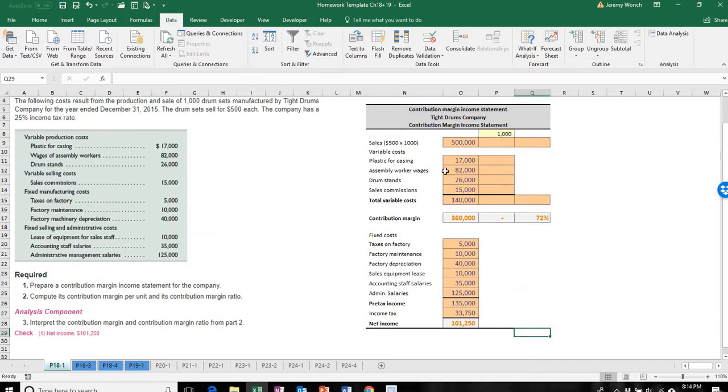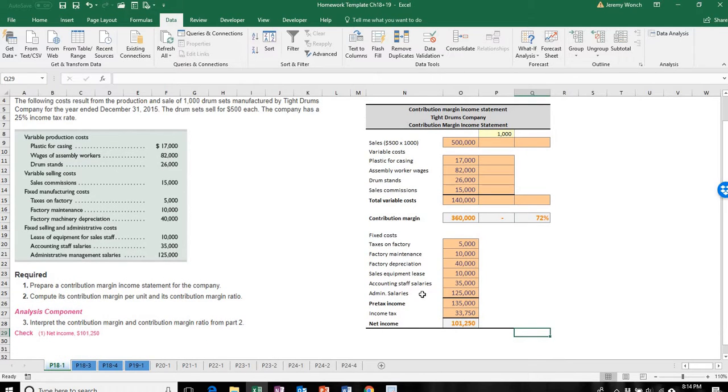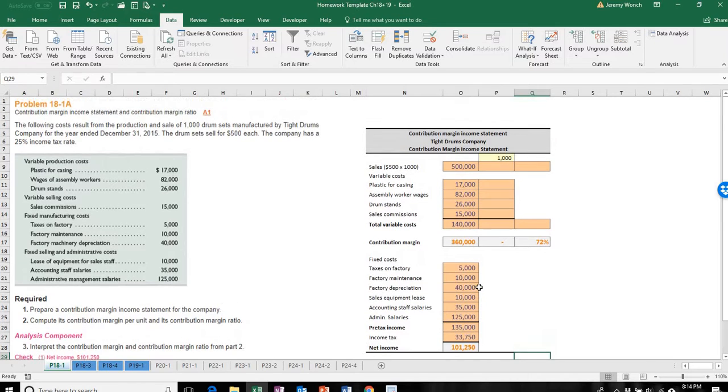What this is saying is that after we sell this for $500,000 and cover all our variable costs, we're going to have $360,000 left over to pay for fixed cost. And that's important, because for every unit we sell, our variable costs are going to go up. If we don't sell any units at all, we're not going to have any variable costs. It's going to be zero. But our fixed costs are always going to be there. Whether we sell 1 unit or 1,000,000 units, our fixed costs are always going to stay the same.